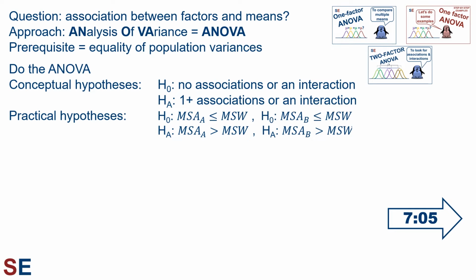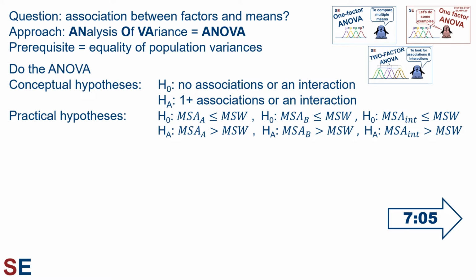Our second practical hypothesis is exactly the same, but for the second factor, factor B. The third practical hypothesis examines whether the mean sums among due to the interaction between the factors is equal to or less than the mean sums within. The null hypothesis is that it is, which would mean no interaction. The factors act independently of one another. The alternative hypothesis is that the mean sums among for the interaction is larger than the mean sums within, which indicates that the factors aren't independent. Any effects of one factor depend on the value of the other factor.